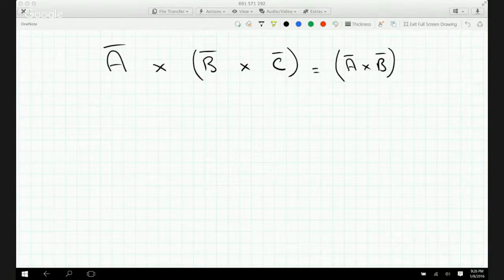That means if these are added or subtracted, you could actually distribute the cross product. So this can become A cross B plus A cross C. That's what it means. And the question is to prove this.